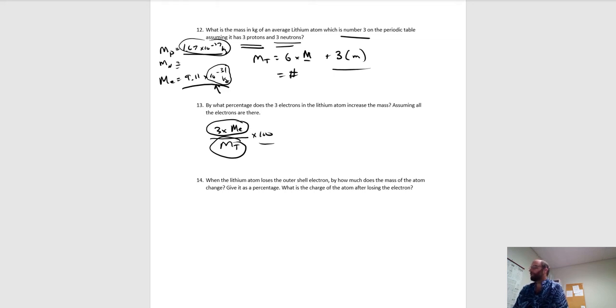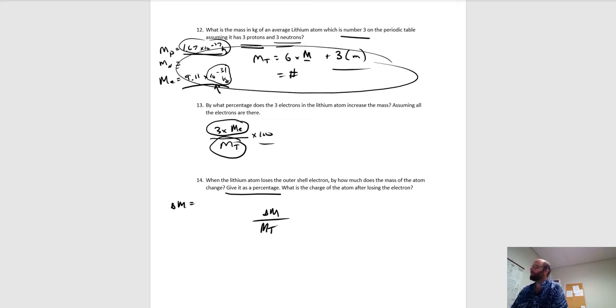Okay, number 14. When the lithium atom loses the outer shell electron, how much does the mass change? This is a conceptual question. If it loses that electron, then the change in mass is equal to some number, right? I'm going to let you think about what that is. You don't have to calculate that. That number's kind of sitting on the page somewhere. Where it says given as a percentage, take that number and again, divide by the total that you found up here, and then multiply by 100 to make it a percent.